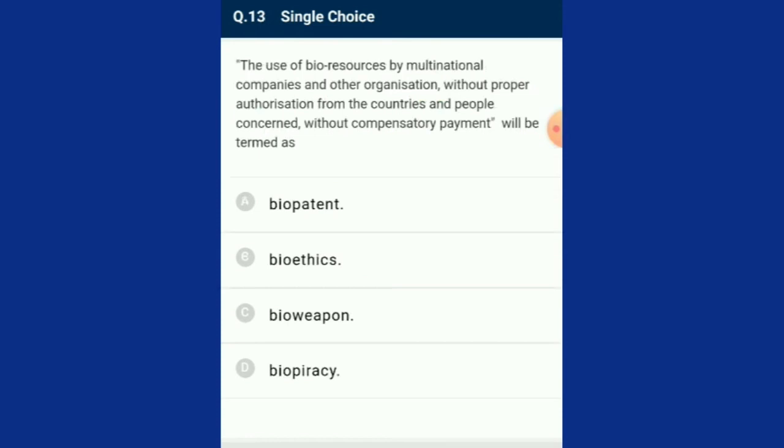Question number 13. The use of bioresources by multinational companies and other organizations without proper authorization from the countries and people concerned, without compensatory payment, will be termed biopiracy. Bioethics may be viewed as a set of standards that may be used to regulate our activities in relation to the biological world. Patents which are being granted for biological entities and for products derived from them are known as biopatents.